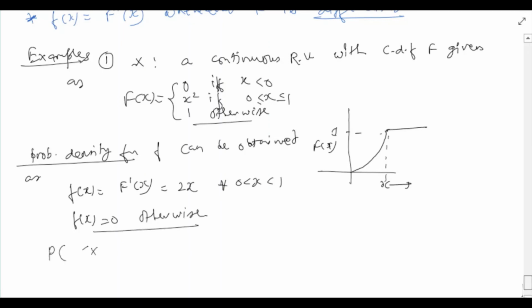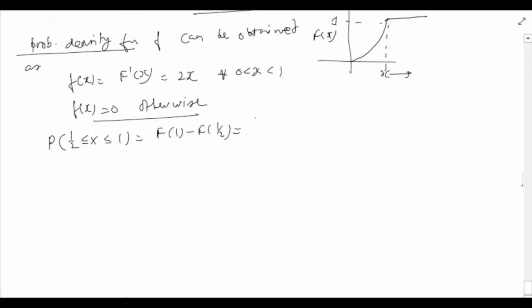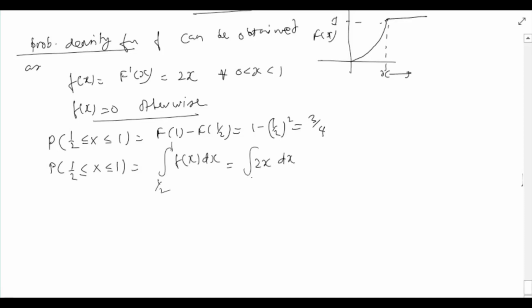The probability that the random variable X will be between half and 1 can be obtained as F(1) minus F(half), which is 1 minus (1/2) raised to 2. This is 3 by 4. The same can also be obtained by integrating the probability density function, f(x) dx from half to 1, that is 2x integrated from half to 1. Clearly it also gives the same result, that is 3 by 4.